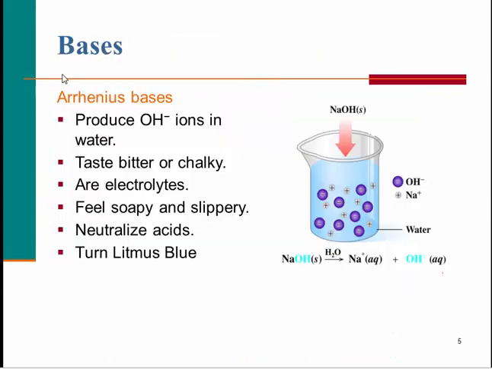All right, now bases. Arrhenius bases produce hydroxide ions in water, and typically what that means is the chemical formula also contains hydroxide ions. So I'm going to put up here, most contain the hydroxide ions. So for example, NaOH, sodium hydroxide, right? That's a base.